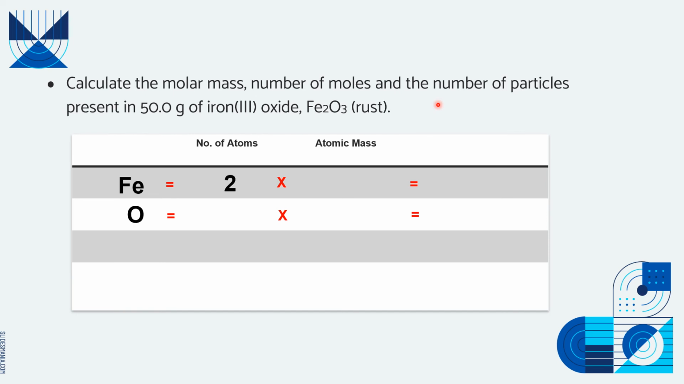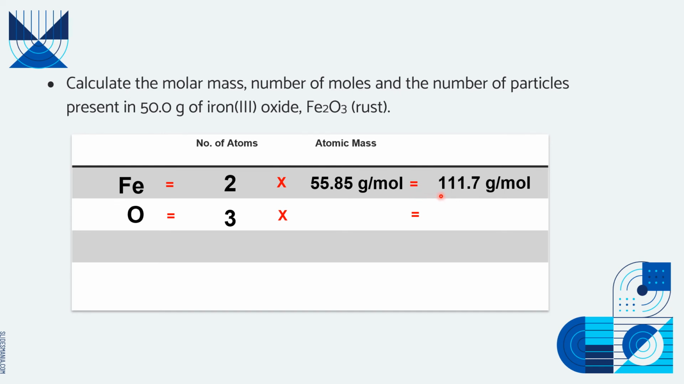The number of atoms of iron in iron oxide is 2. The number of atoms of oxygen in iron oxide is 3. The atomic mass of iron is 55.85 grams per mole, and the atomic mass of oxygen. So, before we take a look at the atomic mass of oxygen, let us first multiply 2 times 55.85. Why did we multiply 55.85? Because there are two atoms of iron in the compound. So 2 times 55.85, the answer is 111.7 grams per mole.